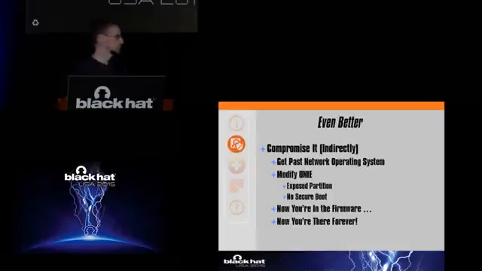Best one is look at those network operating systems. Right? Compromise it indirectly. Wait till the network operating system is up and running. Get past the network operating system. Modify ONI. Right? The partition is exposed, waiting there for you. And because there's no secure boot, anything that you do to it will continue to be enforced, to continue operating. Right? So any sort of compromise that occurs to it will stay. It will stick. Right? We like that.